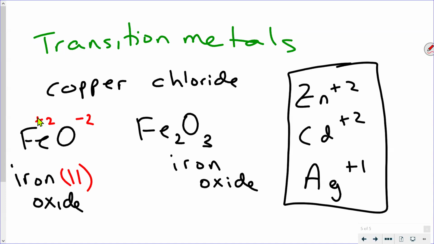So we write a 2 right there. So we're careful with that. And we can do the same thing here. Oxygen is -2. How many of them are there? -6, right? So total here has to be what? Positive 6. But there's 2 of them, so each is 6 divided by 2. 3. So we call this iron 3 oxide.